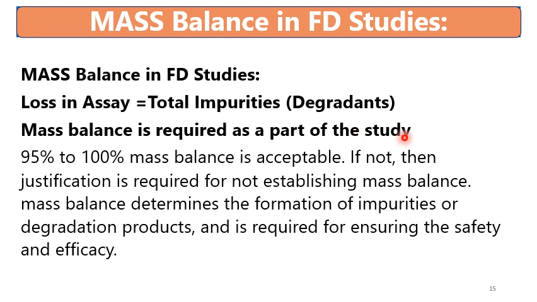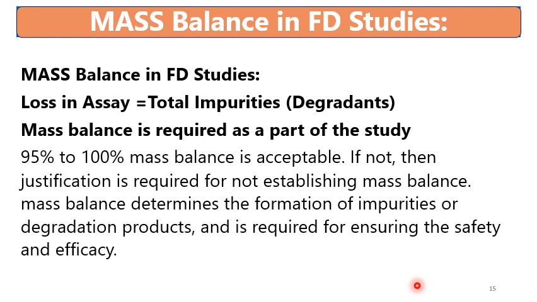Mass balance is required as part of the study, and 95 to 100% mass balance is acceptable. If mass balance is not achieved, then justification is required for not establishing the mass balance. And generally, it is not a thumb rule that you will achieve the mass balance. Sometimes because of the different impurities or degradants, their behaviors and their analysis, sometimes volatile impurity gets generated. At that time it is difficult to have a mass balance. Mass balance may come on the lower side or maybe a little bit on the higher side.